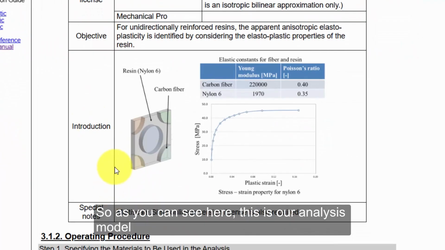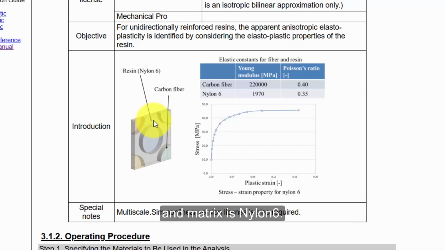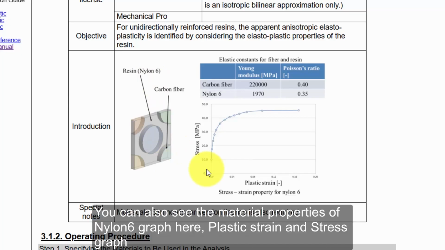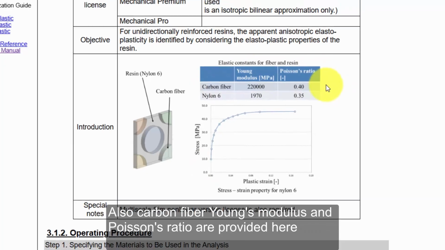As you can see here, this is our analysis model, a unidirectional composite material. The fiber material is carbon fiber, and the matrix is nylon 6. You can also see the material properties of nylon 6 here, the plastic strain and stress graph. Also, the carbon fiber Young's modulus and Poisson's ratio are provided here.